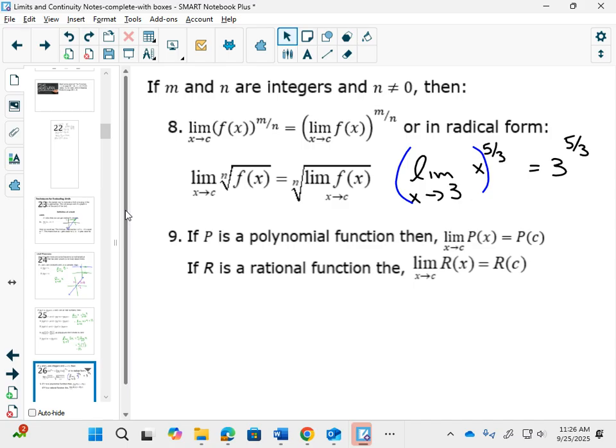Same thing with rational functions, as long as you're not dividing by 0. If you can plug it in, you get the value. If you can't plug it in because you're dividing by 0, then there's another problem.